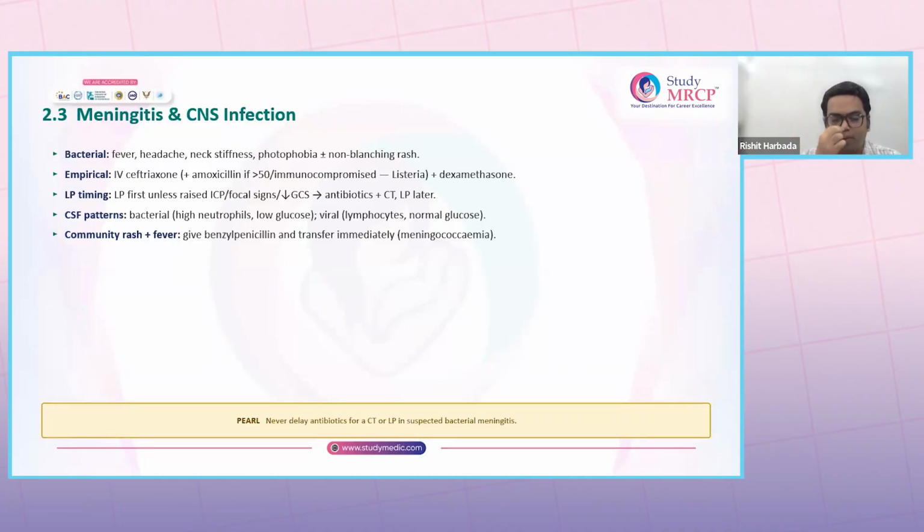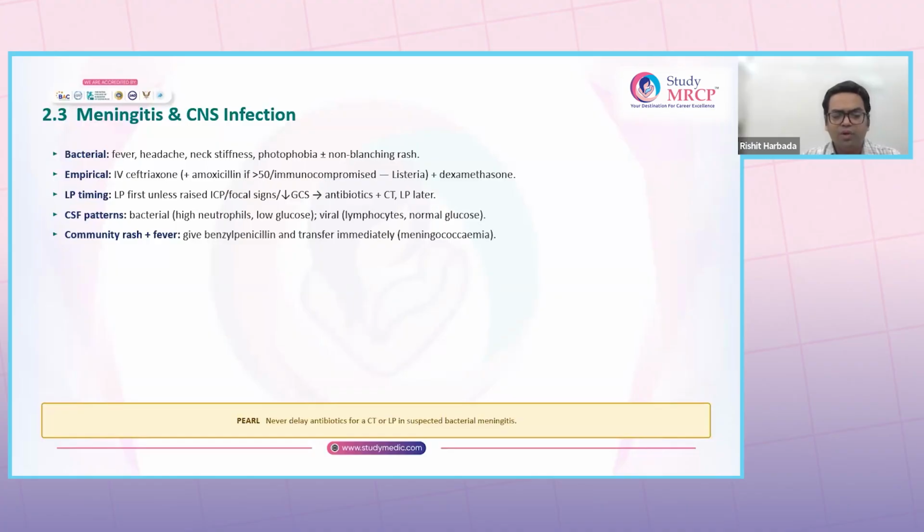In lumbar puncture, you are going to see a common pattern. High neutrophils and low glucose: think about bacterial meningitis. Lymphocytic predominance with 10 to 100 cells and normal glucose: think about viral meningitis. What is the empirical treatment you will give these patients? The first empirical treatment is IV ceftriaxone, because it works well against both Neisseria and Strep pneumoniae, which is much more useful.